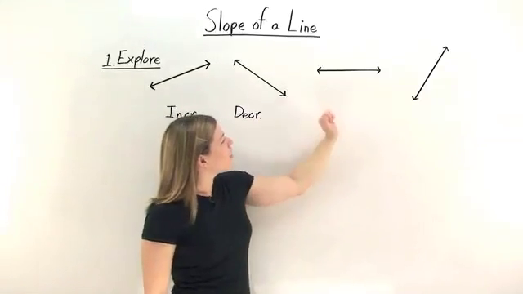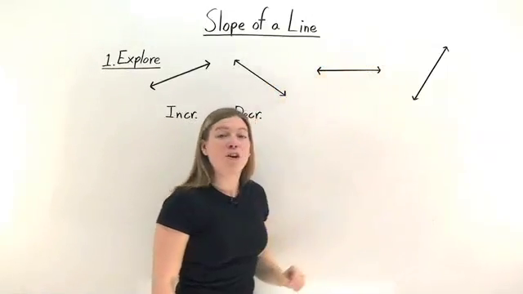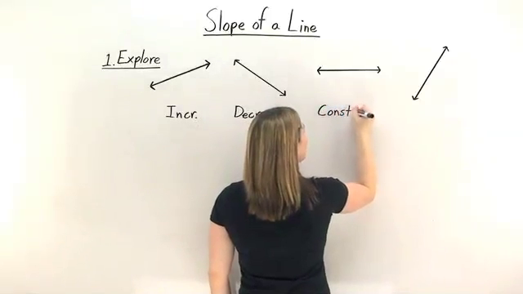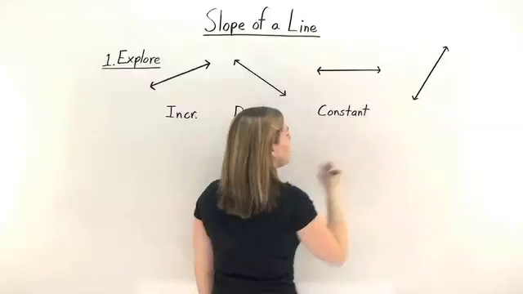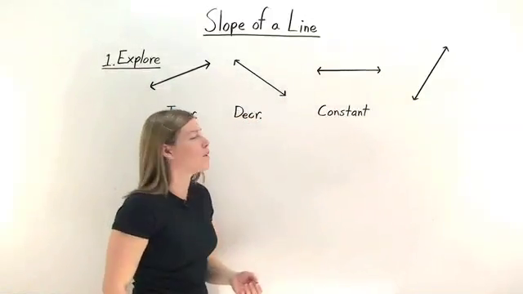Now, how about this third line? Well, here we can see that this line doesn't go up or down at all. It remains steady. So that means the amount of money in this account remains constant over time. It's neither increasing nor decreasing. We have the same amount over time.